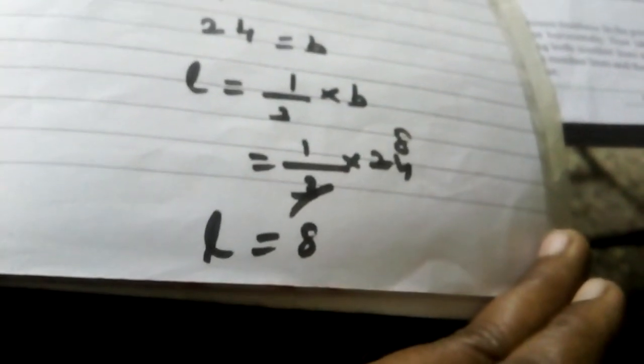So now we have found out what is L and what is B, which is asked in the question, so we have completed. Is it clear, ma? Then we will go to the next question.